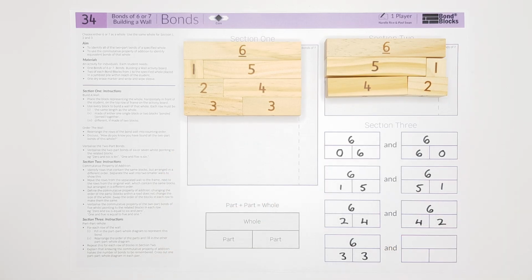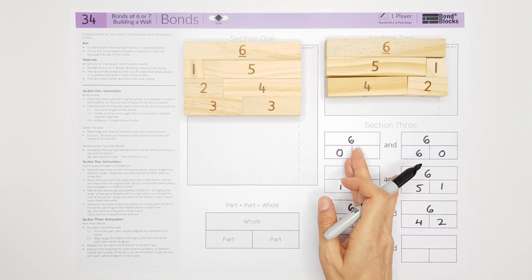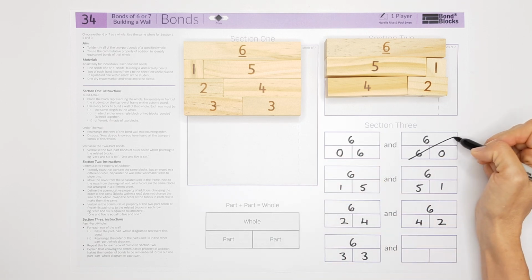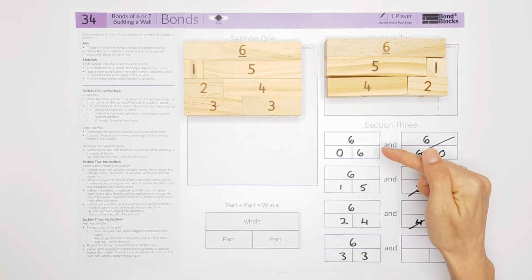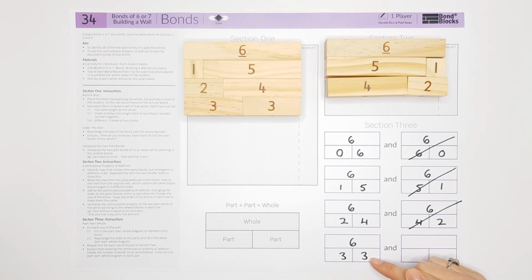Because we know the commutative property of addition and we can change the order of the parts, I can cross off these two-part bonds, which means I only have these 4 two-part bonds of 6 that I need to focus on remembering. Next week, you can repeat this using 7 as a whole.